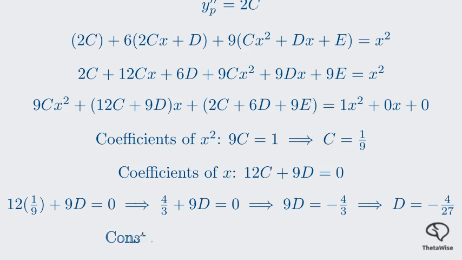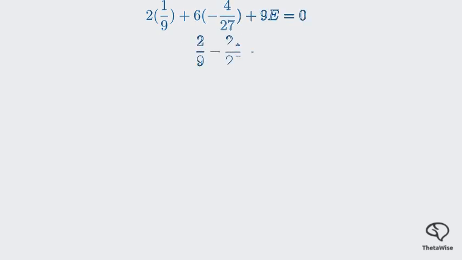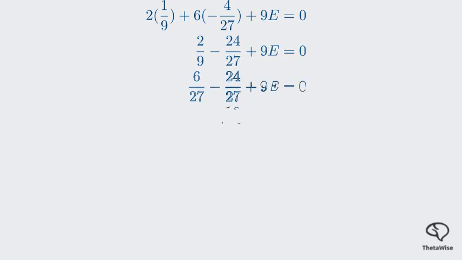Finally, we look at the constant terms. On the left, it's 2c plus 6d plus 9e, and on the right, it's 0. Substituting our values for c and d, we get 2 times 1/9 plus 6 times -4/27 plus 9e equals 0. This simplifies to 2/9 minus 24/27 plus 9e equals 0. Simplifying further to a common denominator of 27, we get 6/27 minus 24/27 plus 9e equals 0, which is -18/27 plus 9e equals 0.